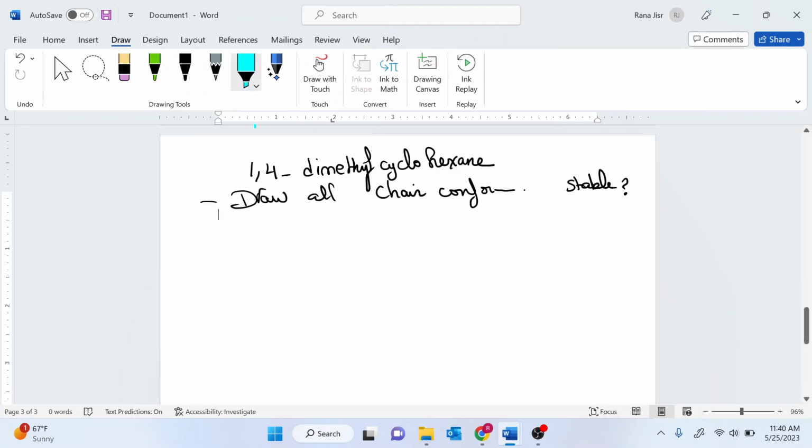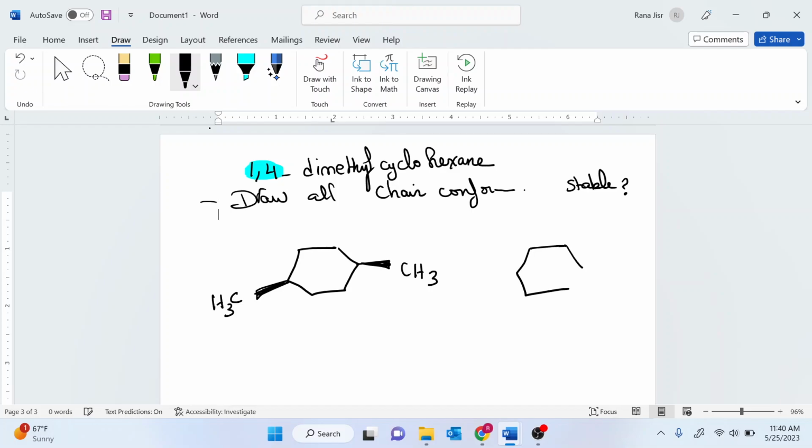Now, since I have a disubstituted cyclohexane, when we talked about disubstituted cyclohexane, or cycles in general, we said that when you have two substituents, the substituents can either be on the same side, or they can be on opposite sides. Because I did not specify here, I said 1,4. So these substituents can either be on the same side or on opposite sides in there. And if they are on the same side, we're going to call this a cis isomer. And if they are on opposite sides, we're going to call it a trans isomer.